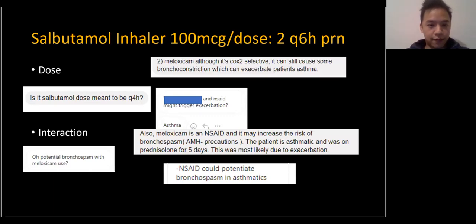They've specified that meloxicam is COX-2 selective, which it is. And then they've mentioned that it can still cause bronchoconstriction, but it's most likely less. That's the implication, that even though it's COX-2 selective, it's less. This was honestly something that I had to double check because I wasn't too sure. So really impressed with this comment.